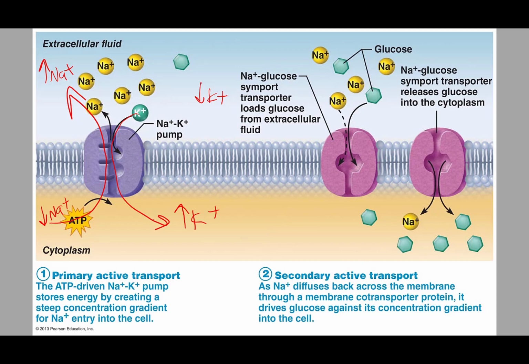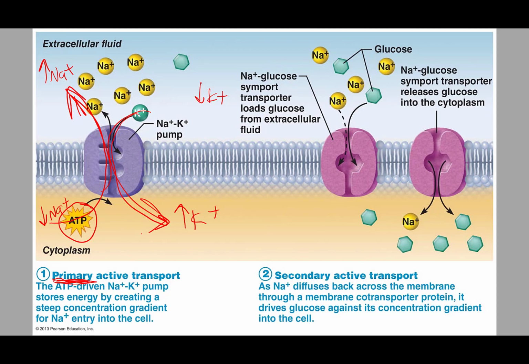Because the sodium-potassium pump is using energy to push the sodium out of the cell against its concentration gradient and push the potassium into the cell against its concentration gradient. That is called active transport, and it's called primary active transport because it is using ATP directly to make this happen. It takes an ATP, it uses it, it pushes some sodium out, it pushes some potassium in.